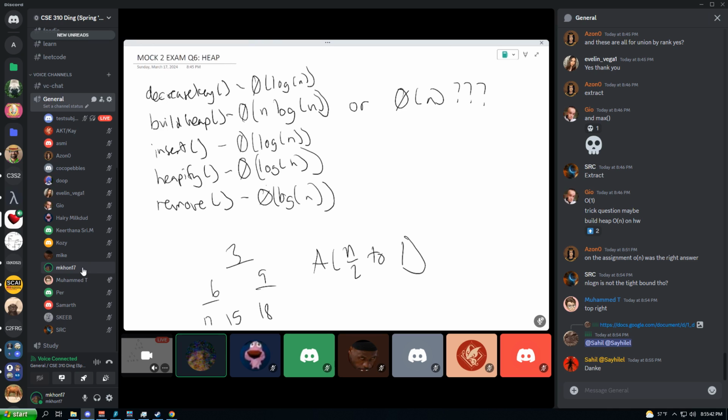O of n is probably the right answer in general. It's just that the code has n log n, so I'm not sure which one to go with on there.